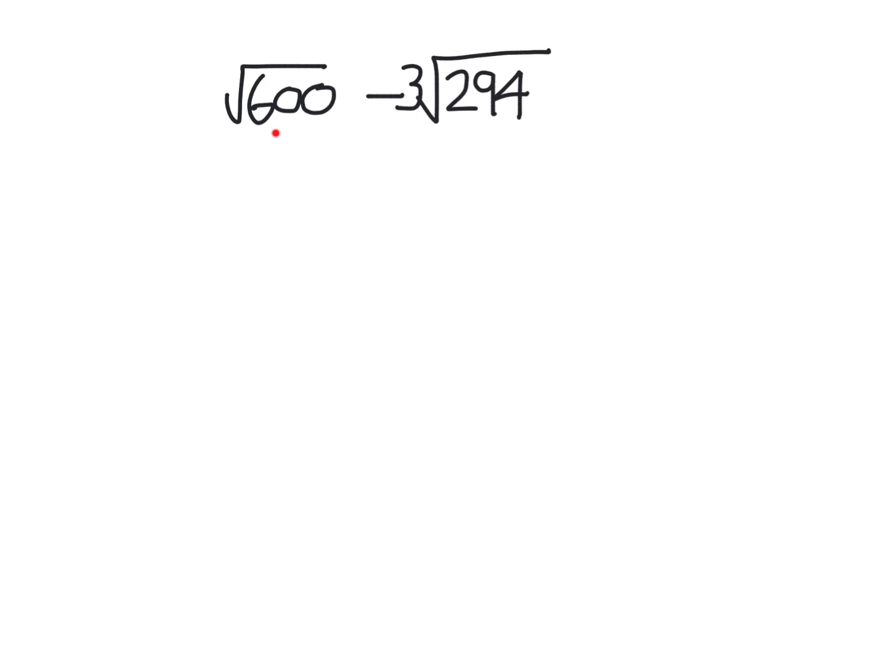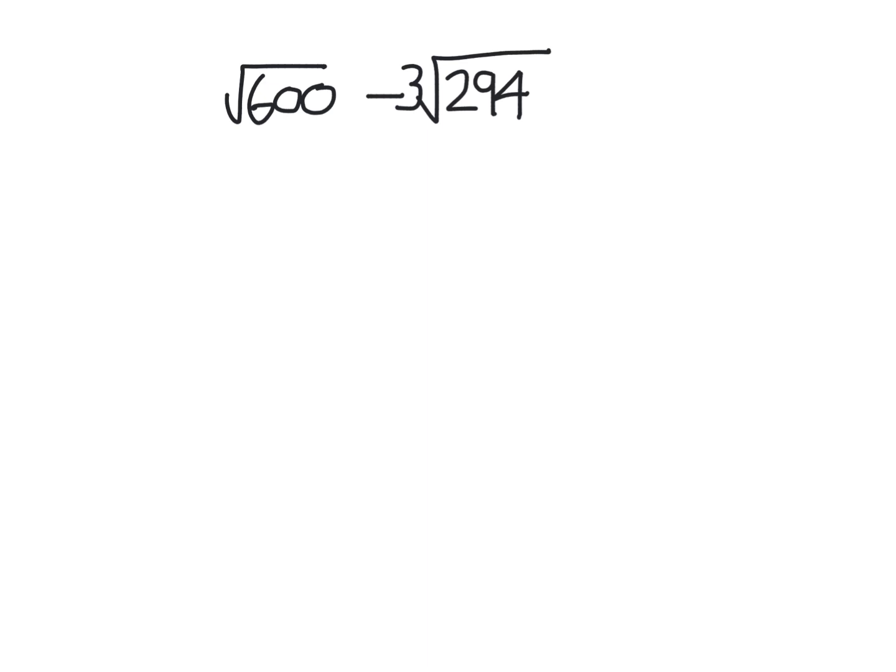The trick here is that the numbers under the square root are not equal. It looks like we can't actually perform this operation. The trick is we need to first simplify each of these surds. Okay, so how do you simplify surds?